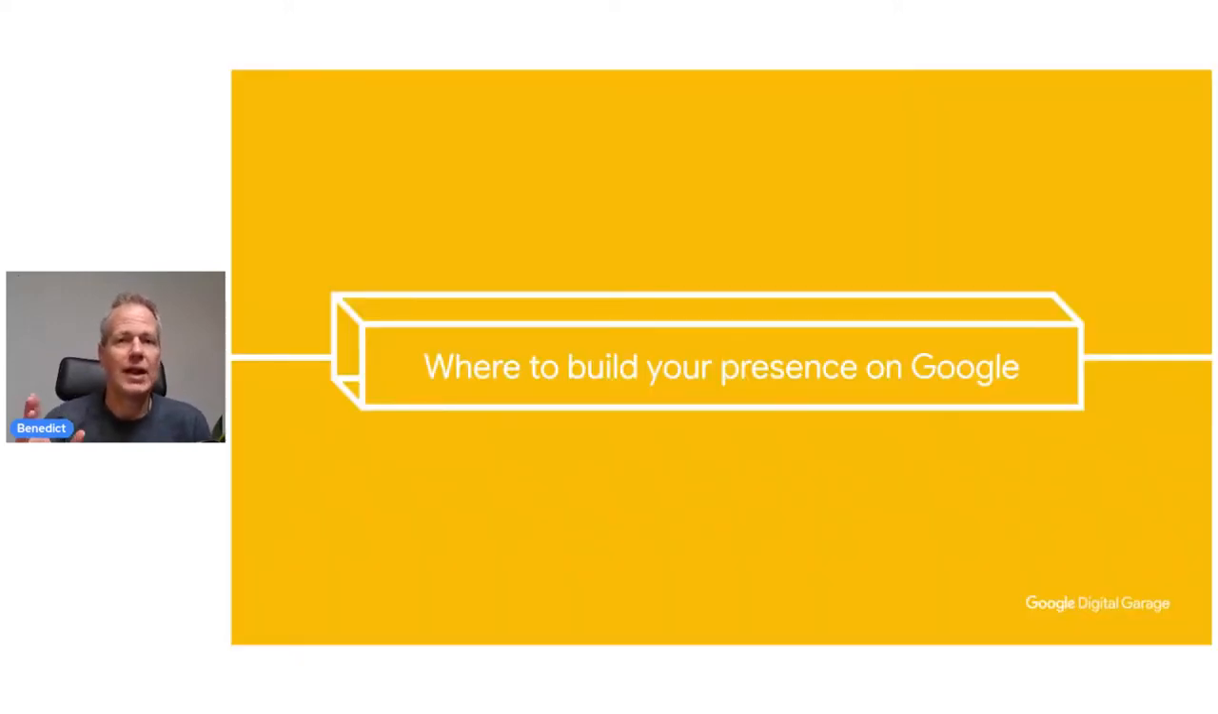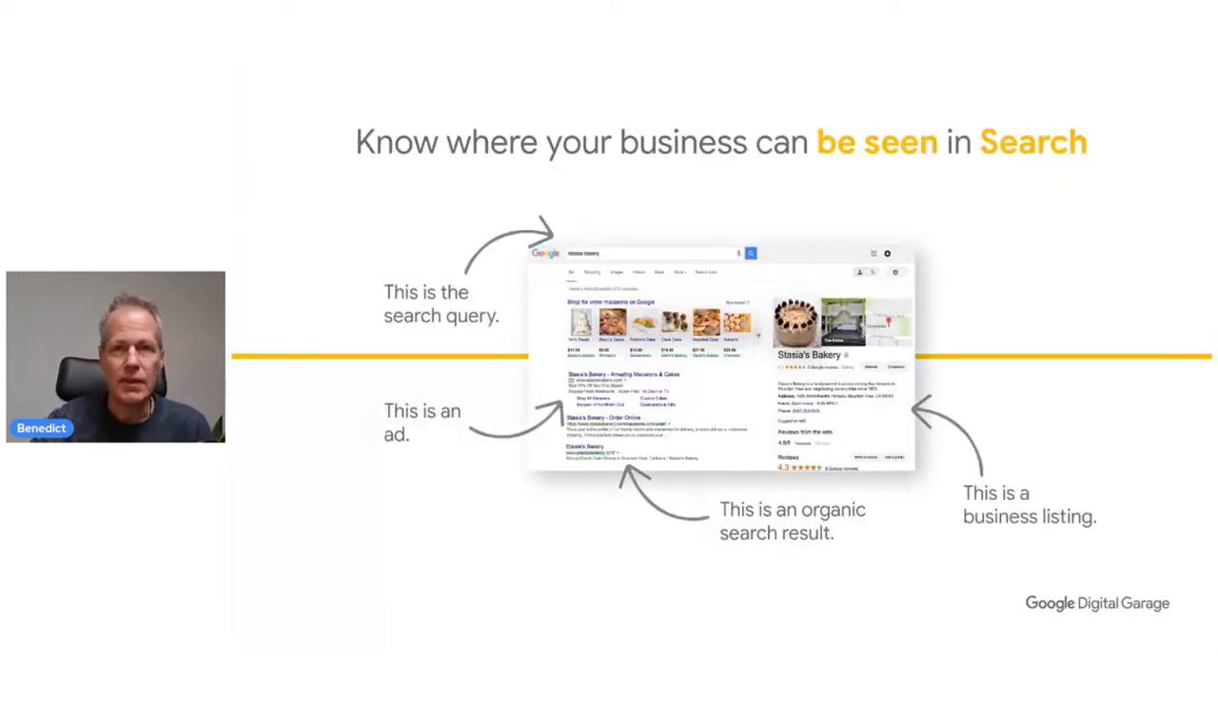Okay, so let us now have a look at where to actually build your presence on Google. The big thing is to know where your business can be seen in the search. Your goal is to create the most relevant list results possible, to really help searchers find what they're looking for. The results page includes links to websites, but you might also see local business listings, items for sale, advertisements, images, maps, videos, and many more different things.